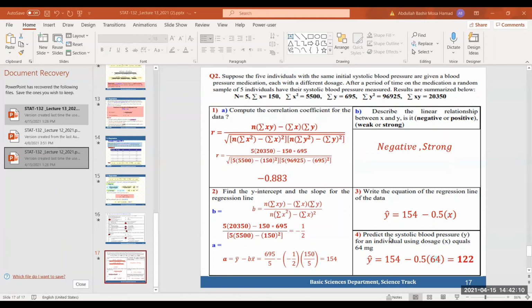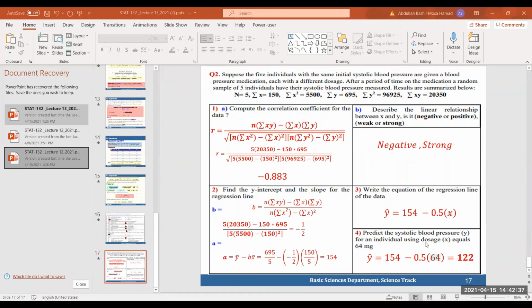Question 4, predict value of y if dose x is 64. Just instead of x we write 64. So this person, if he uses 64 milligram, his blood pressure would be around 122, and this is logical because the normal is 120. So we finish.